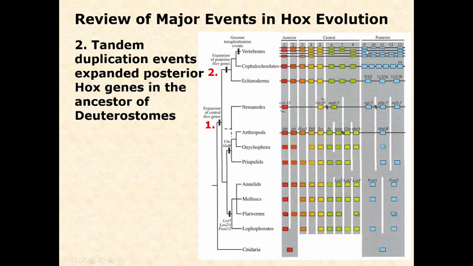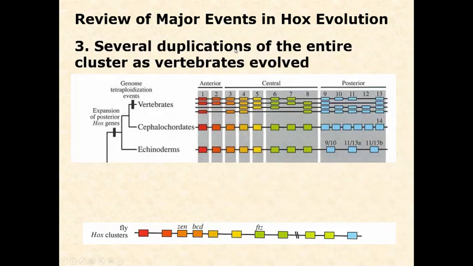And then of course this entire duplication, which is going to be number 3. And I forgot to put a number 3 there, but we'll just look at it on this new slide. So the third major innovation in the Hox genes is the duplication of the entire cluster in the ancestor of all of the vertebrates. And there is a lot of variation here.